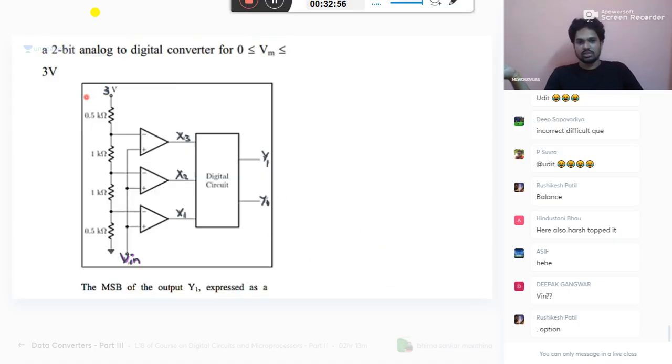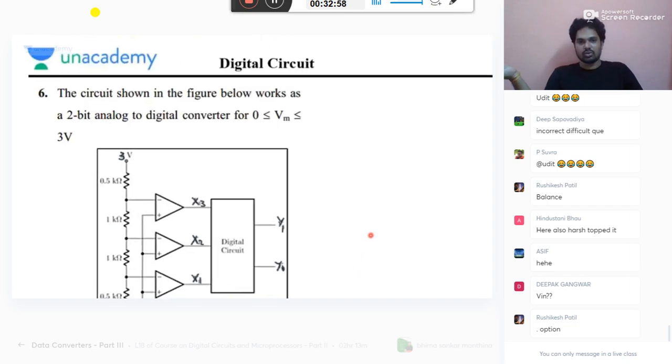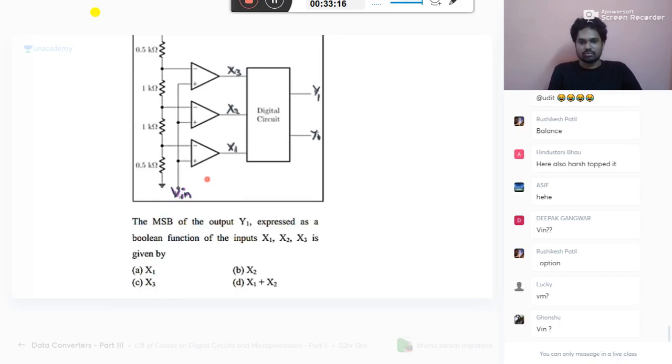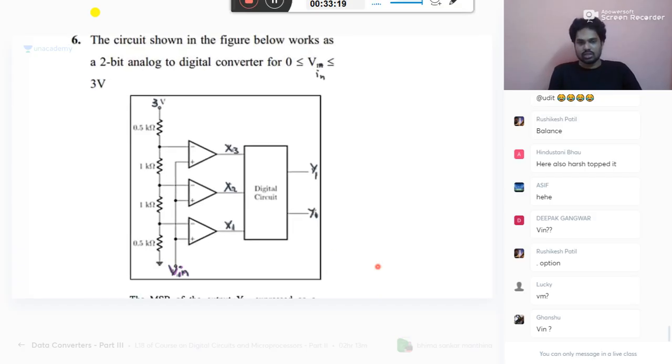So what is the question? Please read first. The circuit shown in the figure works as a 2-bit ADC. Listen first. 2-bit ADC. Okay. Your input voltage V in is in the range of 0 to 3. So this is your V in. So now it is 3 volts. So 0.5k, 1k, 1k, 0.5k. Resistors are visible now. This is X3, X2, X1, Y1, Y0 is the output, digital output.